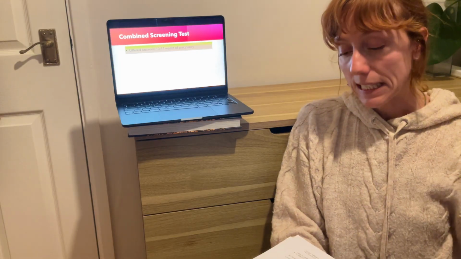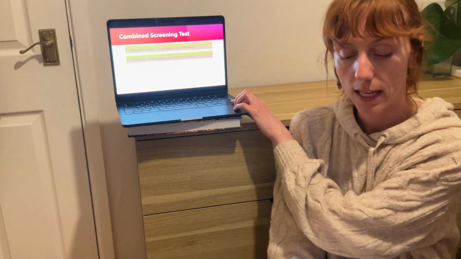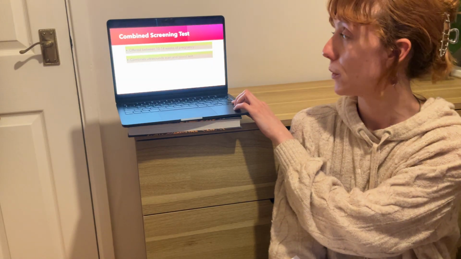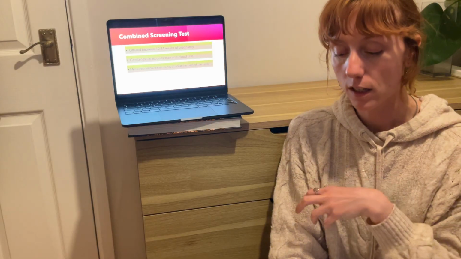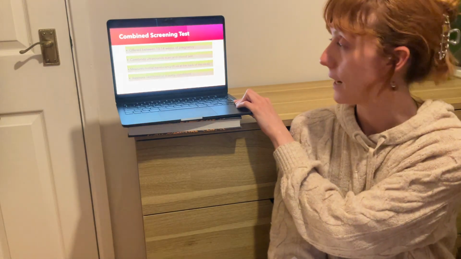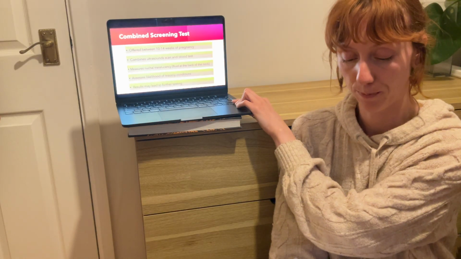The combined screening test is offered between 10 and 14 weeks of pregnancy. It includes an ultrasound scan to measure nuchal translucency, which is the fluid at the back of the baby's neck, along with a blood test. These results are combined to estimate the likelihood of chromosomal conditions.